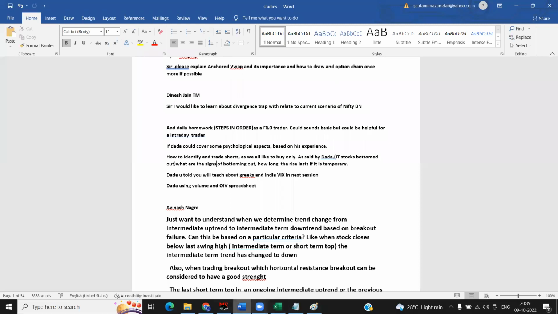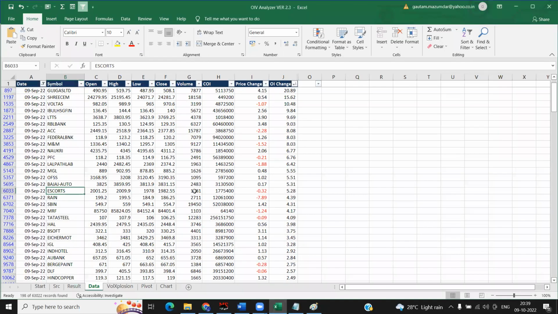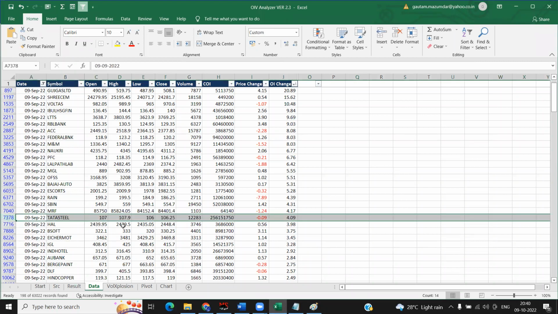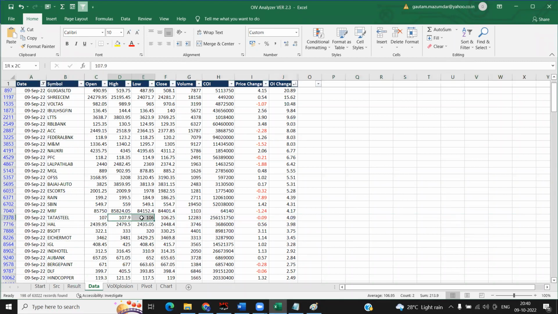Again, go to the file. Watch out for this one. What is Tata Steel doing? Quite small movement, quite good buildup. So why did you avoid PFC, sir? PFC, I'll just come to it. PFC's high-low difference was quite high. Okay, that's why I just avoided it.